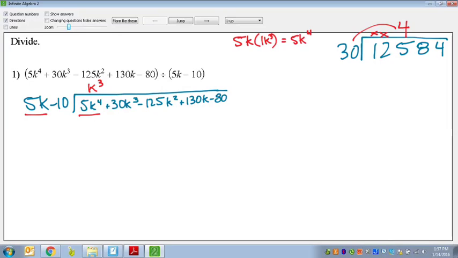All right, and just like what we do with 4 times 30, which gives us 120, we need to do the same thing here. We're going to distribute the k cubed to both terms there, the 5k and the negative 10. So 5k times k cubed is 5k to the fourth. And negative 10 times k cubed is negative 10k cubed.